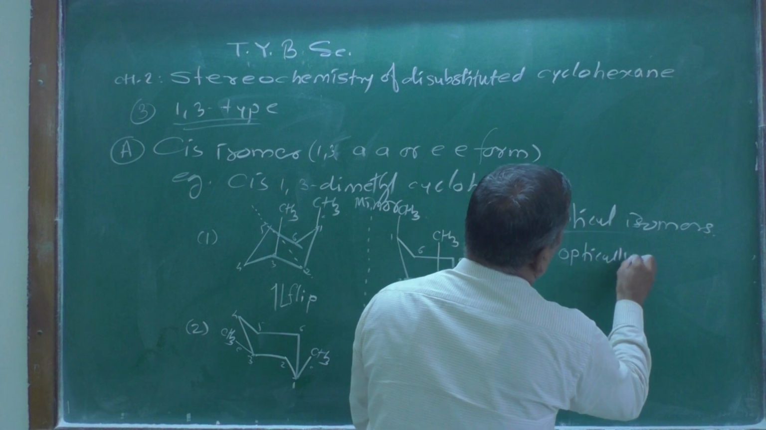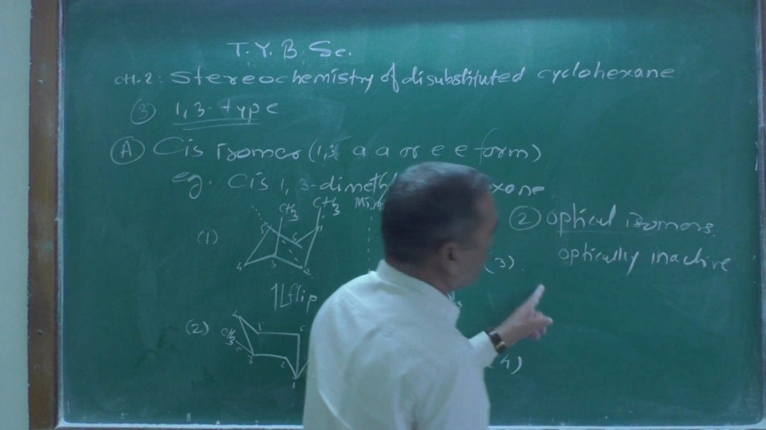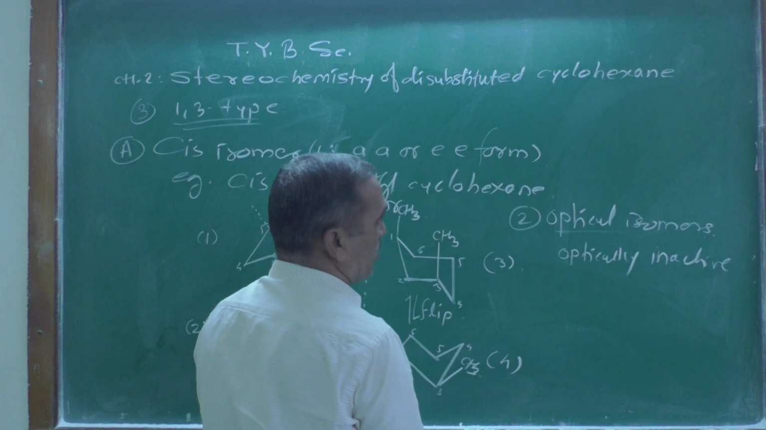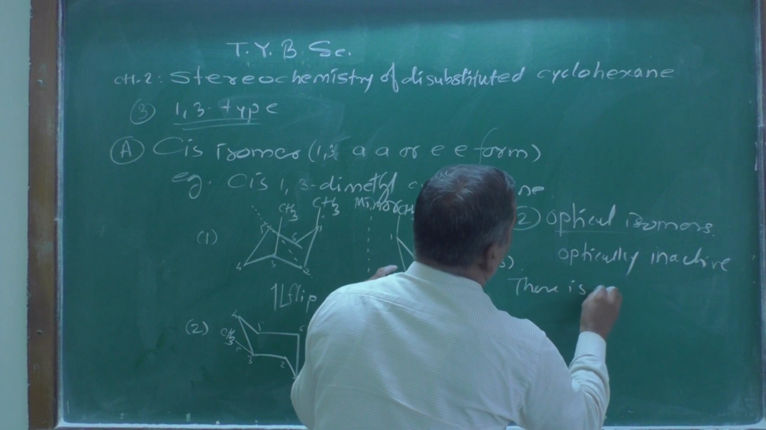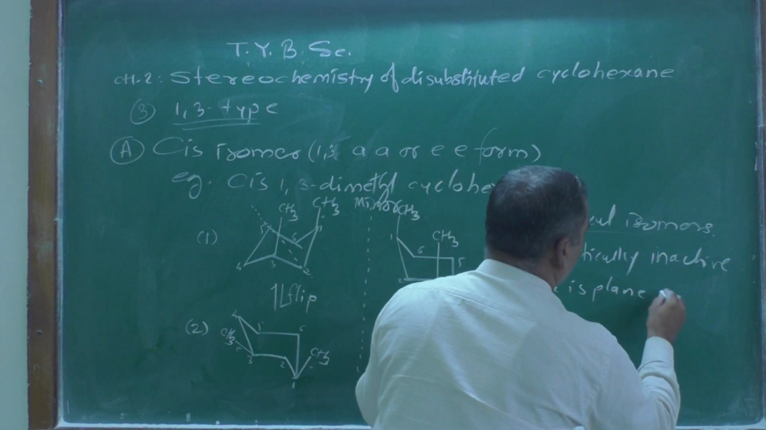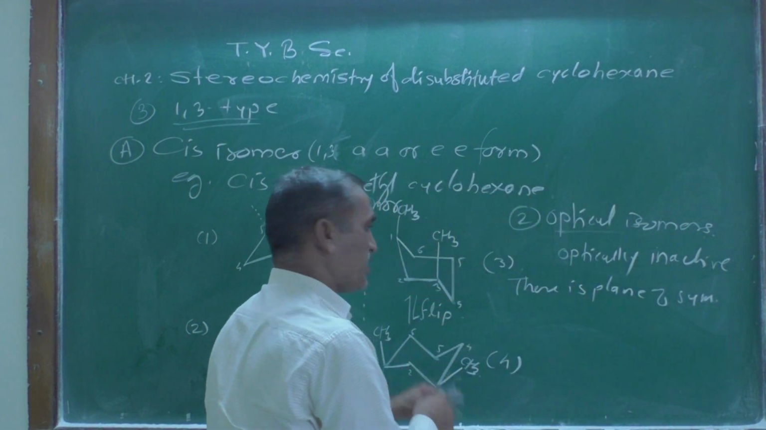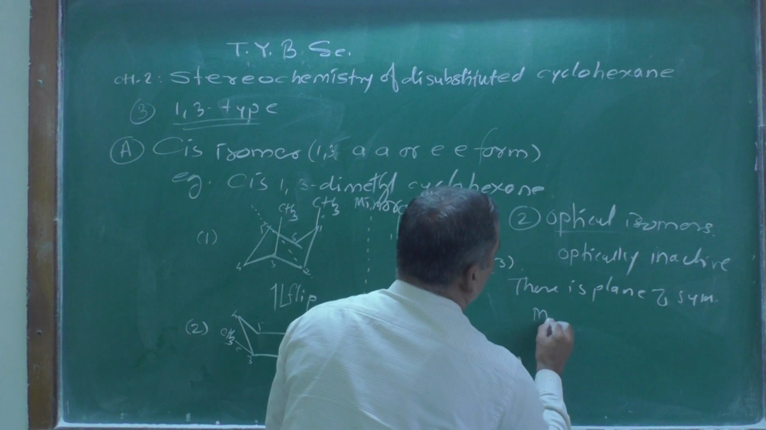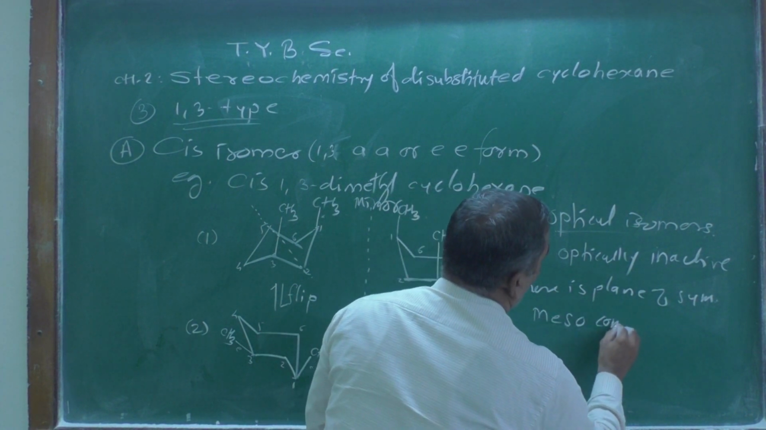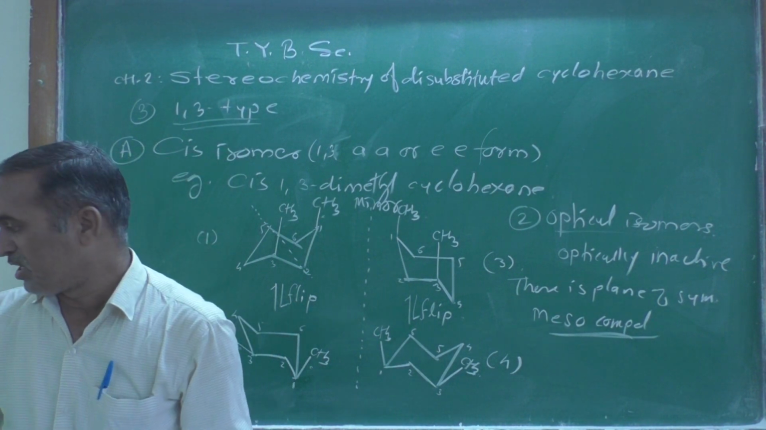Optically inactive because there is a plane of symmetry. Plane of symmetry is present, and due to that reason this molecule becomes a meso compound, and meso compounds are optically inactive in nature.